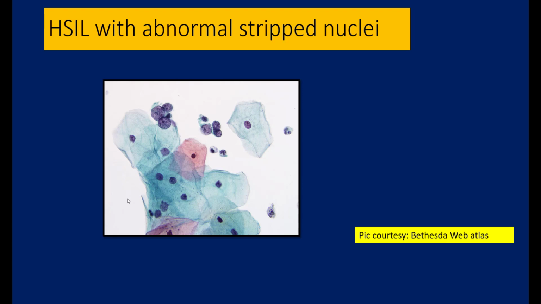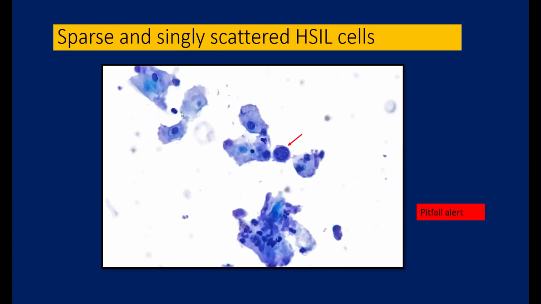Now, I have seen a few of these, but unfortunately, I couldn't retrieve them from our archive, so I have to rely on a picture from the Bethesda Web Atlas. HSIL may show some abnormal strip nuclei. You cannot call these HSIL because there's no cytoplasm. However, if you look carefully, you are going to find typical HSIL cells. So HSIL may produce abnormal strip nuclei.